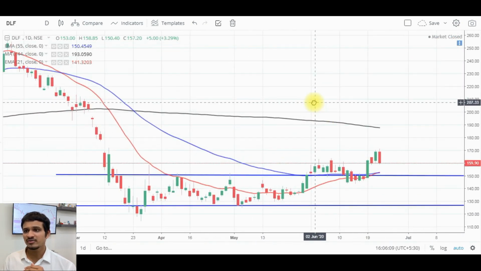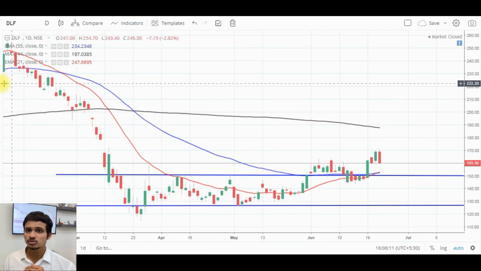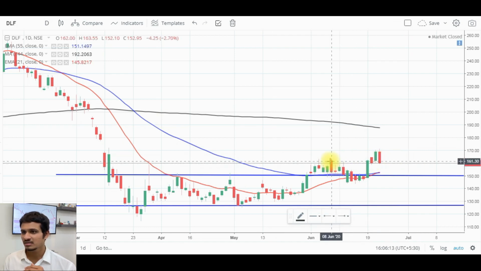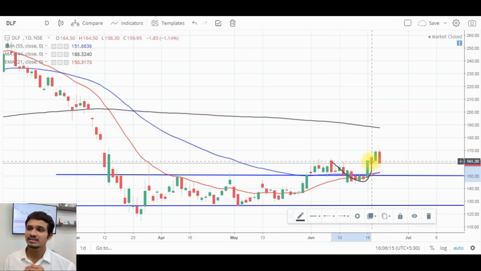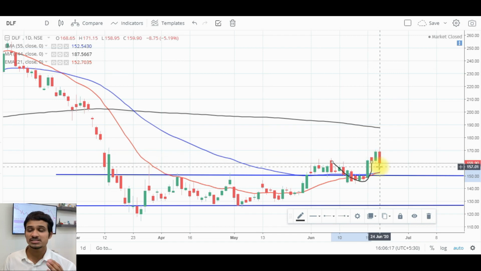So here in the daily time frame, friends, we see that once again a sort of a handle formation occurred for a few sessions over here, and then we see a breakout, and now the price is trying to make a low, but the low is a higher low.